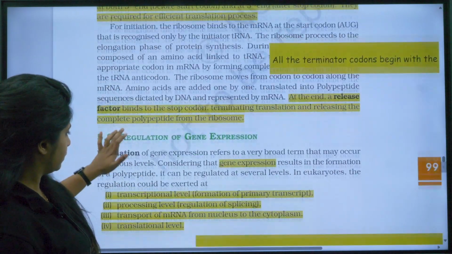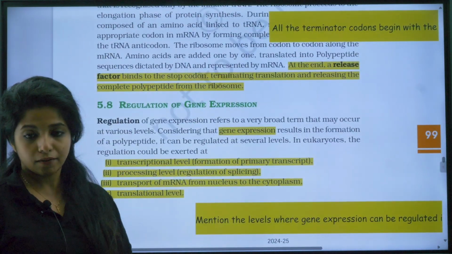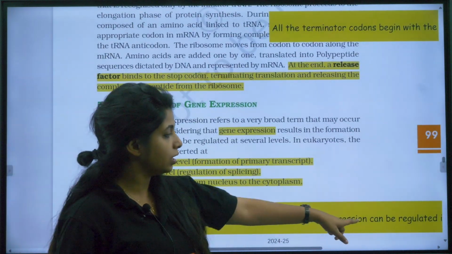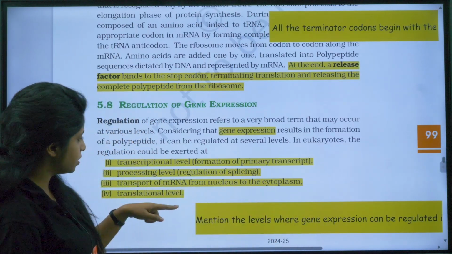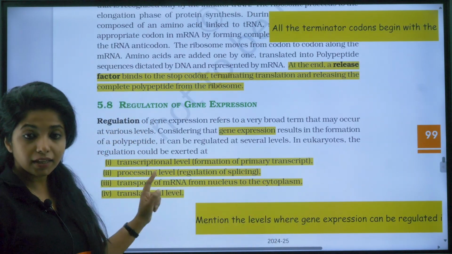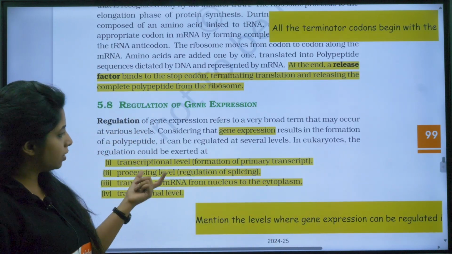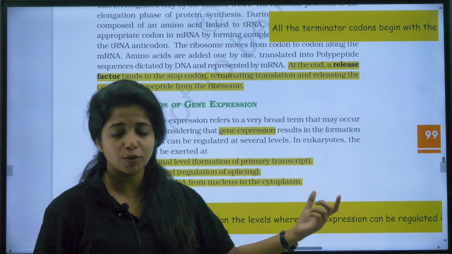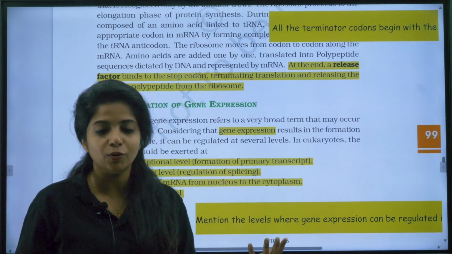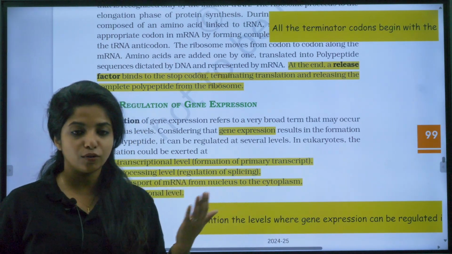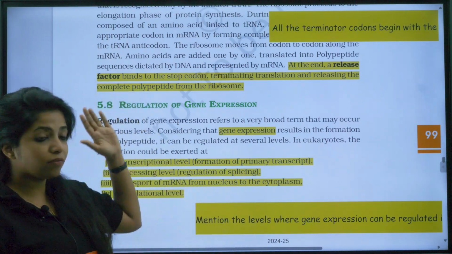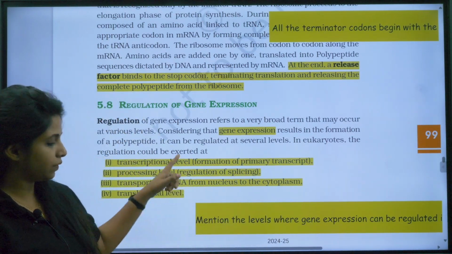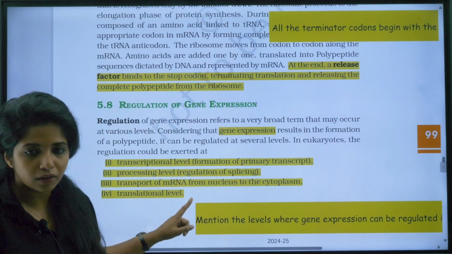Now regulation, very important. Again, I mentioned the levels where gene expression can be regulated. These are the levels in the case of eukaryotes. In the case of eukaryotes, it can be at the transcription level or processing level, or transport of mRNA from nucleus to cytoplasm. In the case of prokaryotes, they do not have a nucleus, so basically everything is going on together there. So they do not have these many levels. We definitely have these many levels. Please remember all the levels.